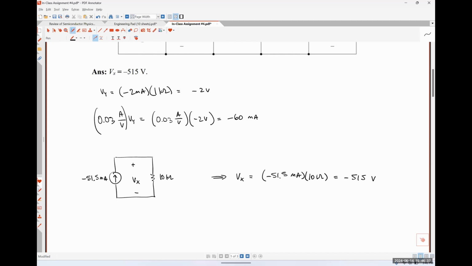Any questions, comments, or concerns before we move along to problem 2? Is that negative 51.5 because we chose the upward direction? That is exactly correct. If we had chosen downward, it would be positive 51.5, but the current would be flowing into the negative polarity terminal, and so our voltage Vx would still be negative 515. Any other questions?